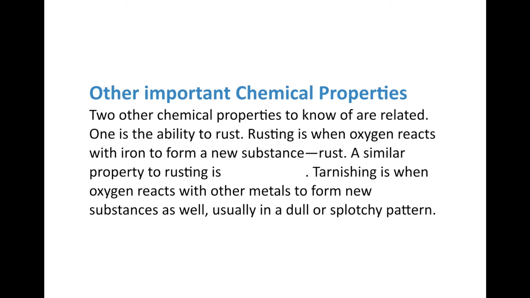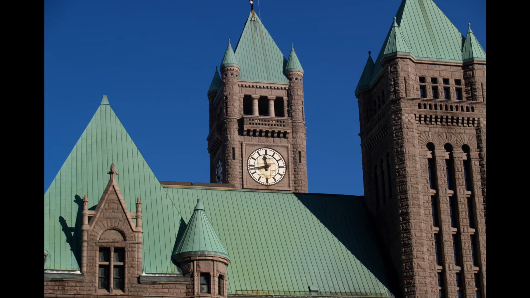A similar property to rusting that I wanted to talk about is what we call tarnishing. Tarnishing is really similar. It's when oxygen reacts with other metals to form new substances as well, usually in a dull or splotchy pattern. If you have fine metals like silver and they're old heirlooms, they might get tarnished and be all splotchy and ugly looking. Sometimes though, tarnishing will come out looking much better.